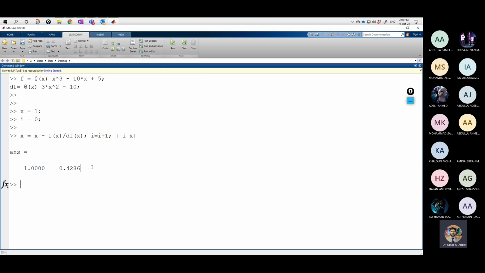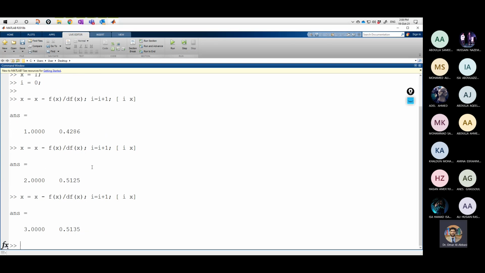What else do I need in order to repeat the process? Just repeat the previous line. At the second iteration, this is the new solution. At the third iteration, this is the new solution. The fourth iteration, you can see that the solution is fixed. That is not changing. Is that clear?